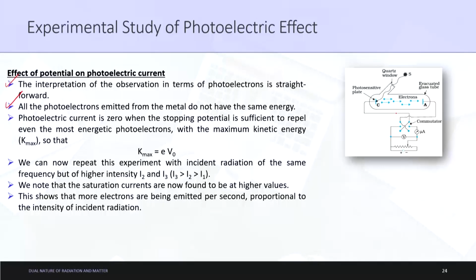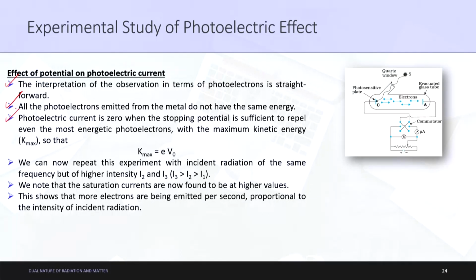So, photoelectric current is 0 when the stopping potential is sufficient to repel even the most energetic photoelectrons with the maximum kinetic energy, so that K max is equal to eV naught. This is the energy being talked about for the electrons. When the photoelectric current is 0, even the maximum energy of the most energetic electron is not enough to overcome the repulsive forces due to the negative potential. That is what is being explained here.